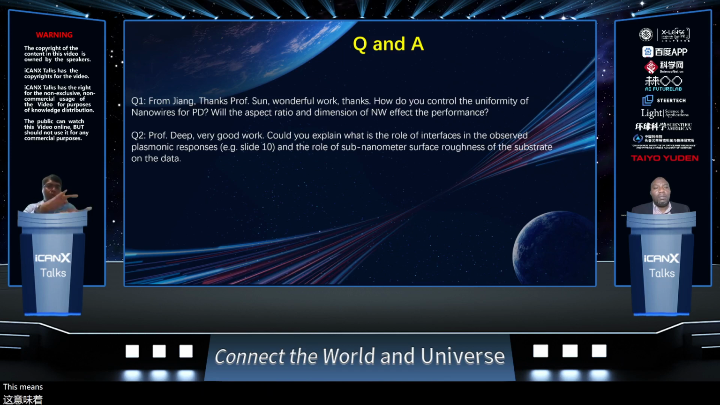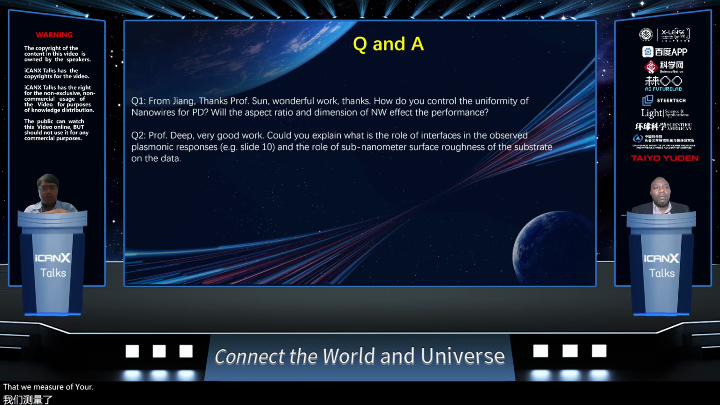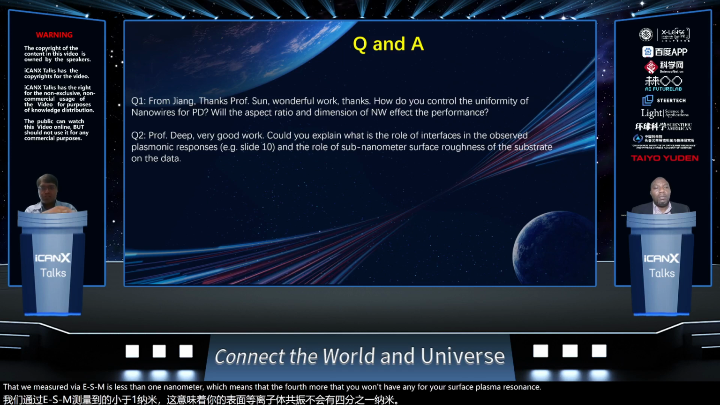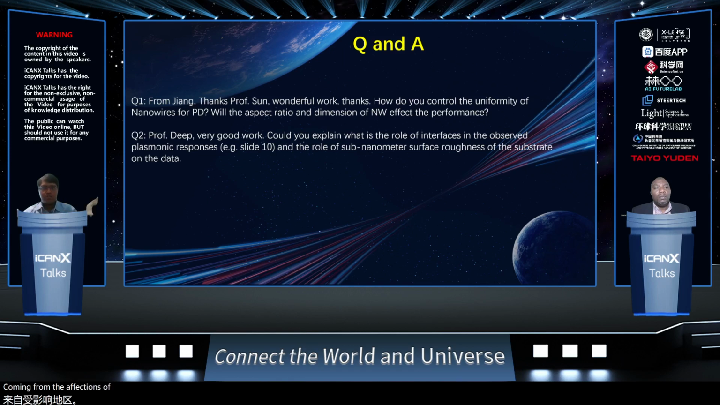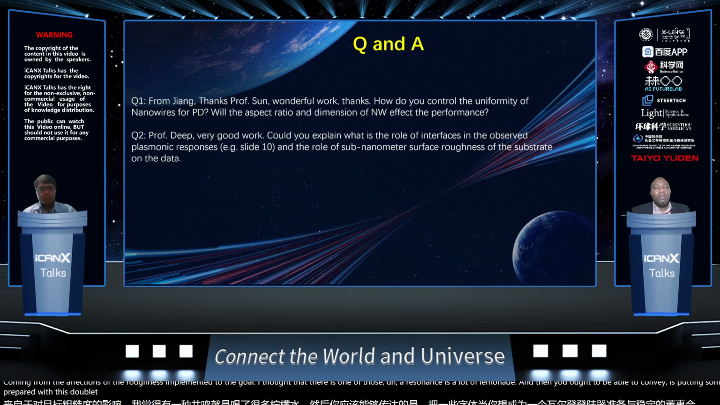This means that the gold film that is now exposed at the top has the same surface roughness as that of a silicon wafer. So in our template-stripped gold films, the RMS surface roughness that we measure via AFM is less than 0.1 nanometer, which means it is so smooth that you won't have any spurious surface plasmon resonances coming from the asperities or the roughness intrinsic to the gold. And so all those resonances are eliminated, and we are able to see very reproducible responses when you make a 2D van der Waals interface with this template-stripped gold. I hope that answers your question.